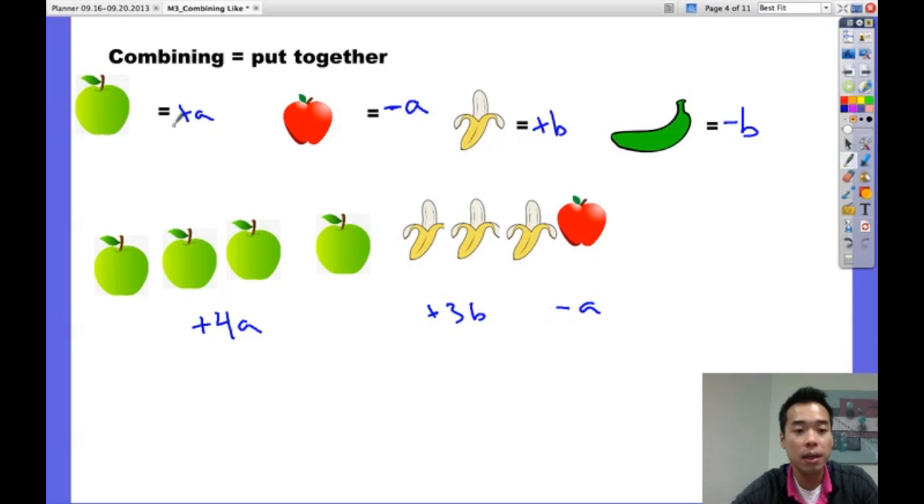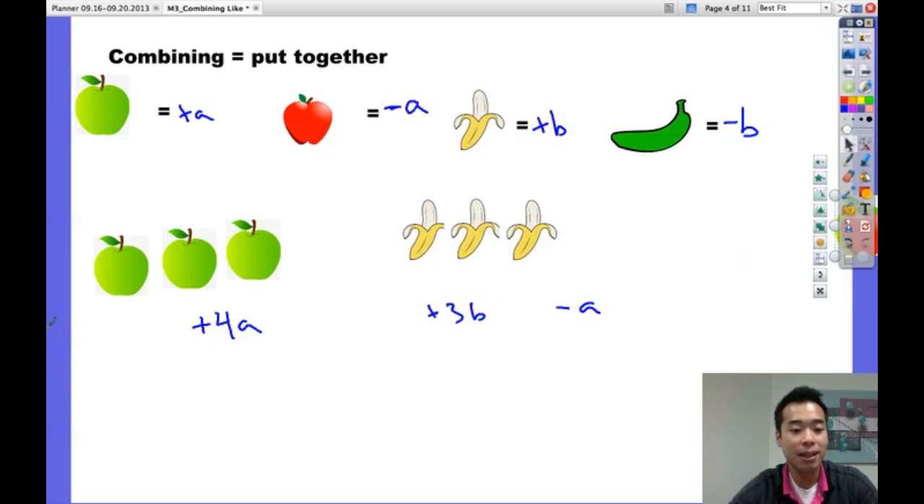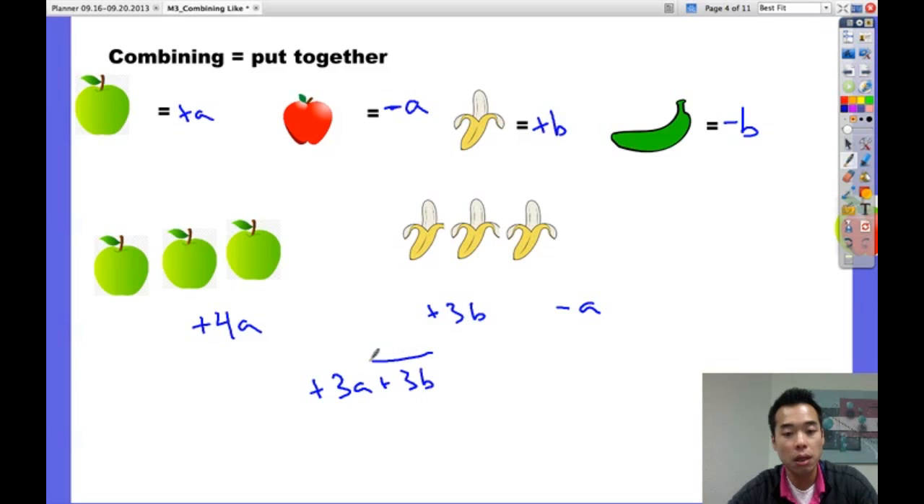If you understand opposites, positive a and negative a create a zero pair. It cancels out. If I take this red apple and put it on top of the green apple, these two disappear. So mathematically what's happening is 4a minus 1a becomes positive 3a. And what do I have left? I just have 3 bananas, plus 3b. And that's my final simplified answer.